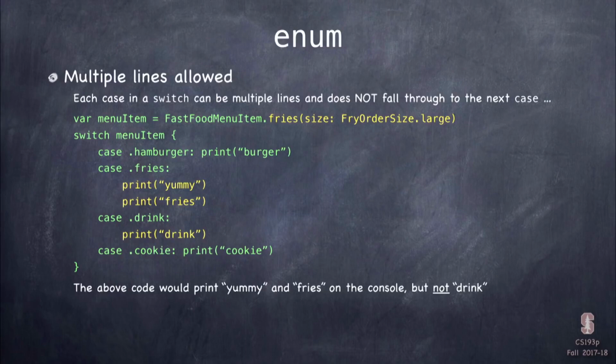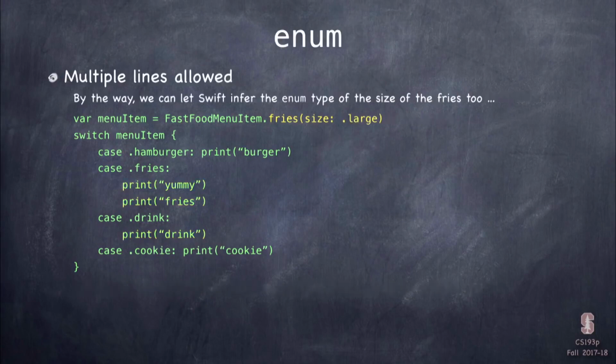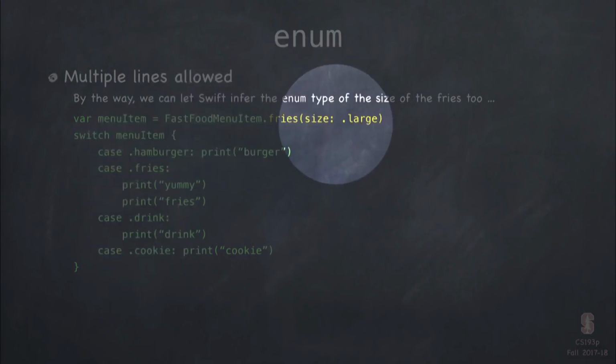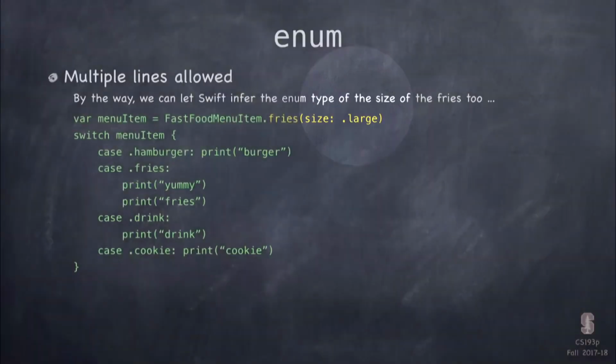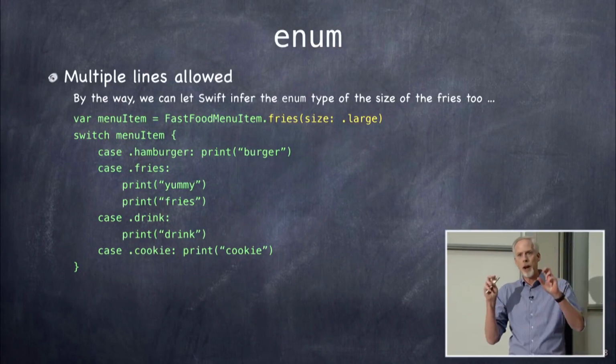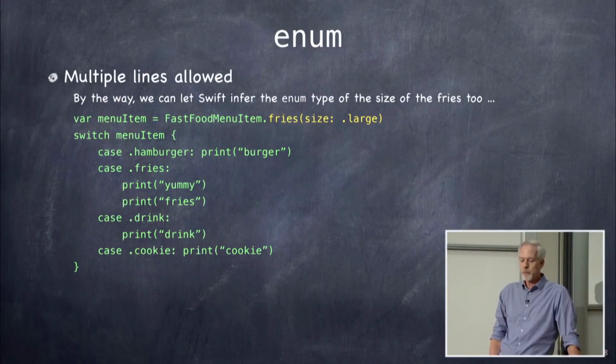There's a keyword called fallthrough that would let you fall through, but by default it doesn't. By the way, the same way that it inferred the type all along in here, it can infer that type here as well. I don't have to say size colon FrySize enum dot large. I can just say dot large, because it knows that the associated data of fries is a FrySize enum.